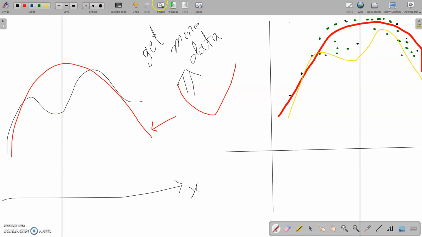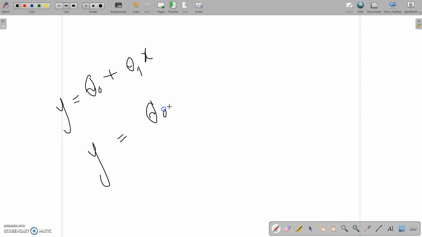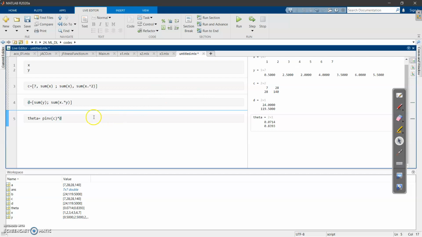So in order to do that, so far we are fitting a linear line. Say for example, y equals theta 0 plus theta 1 times x. That is the equation of a line. So what if we try to increase the polynomial order? So theta 0 plus theta 1 x plus theta 2 x square. That means I am trying to fit a higher order polynomial here. So let's see how the curve looks like.